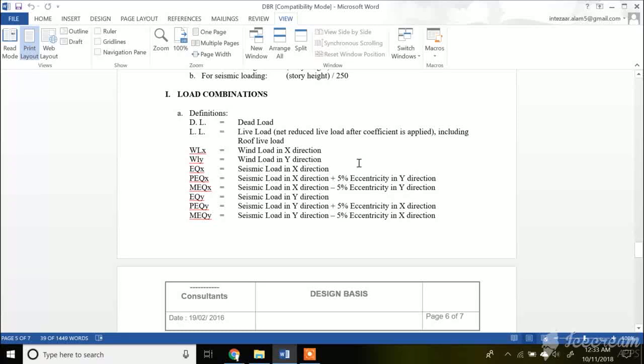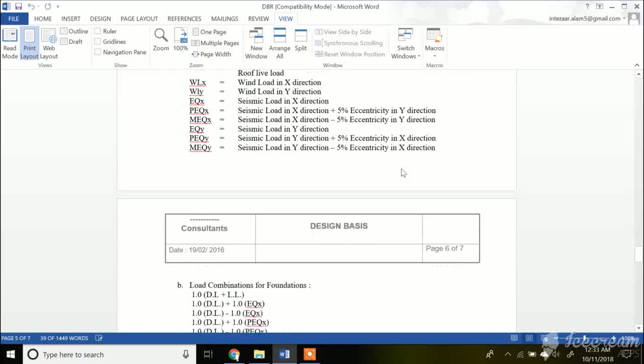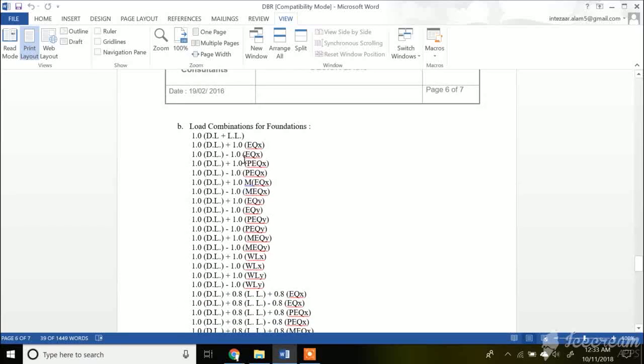Seismic load, seismic x positive, negative, and these are the eccentricity, 5% eccentricity in the y direction. So for load combinations, we need to consider two categories. We have different load combinations for your foundations and different for your structure design.